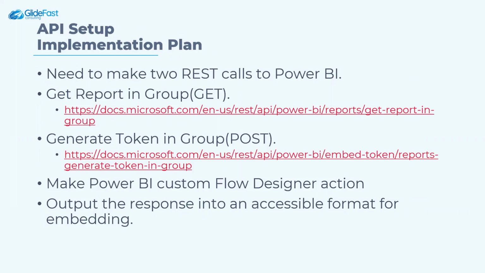For our REST calls, we decided to create a custom action that makes two REST calls. One is a get and another is a post. Not sure why they're not both gets, but that's just how the APIs work. So the first get will help us obtain the embed URL, which we will later pass on into a custom iframe to display the report. And then the post gives us an access token, which we will use to actually allow us to display the report from the embed URL.